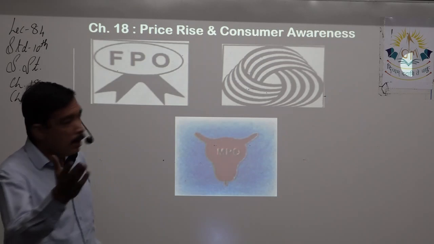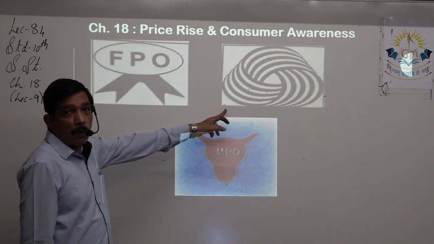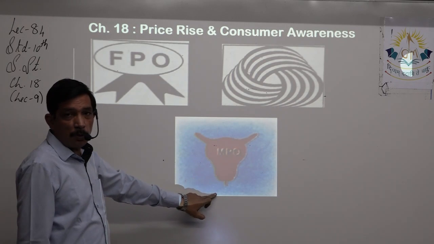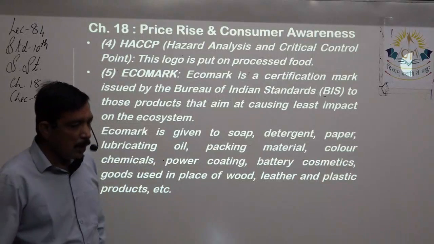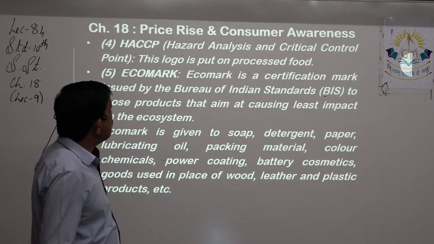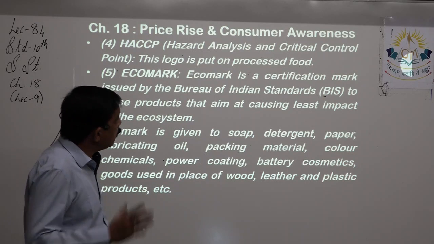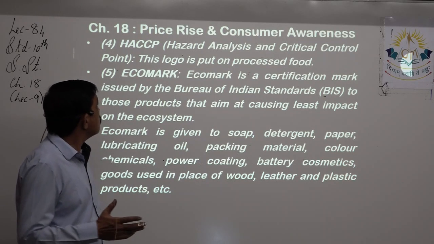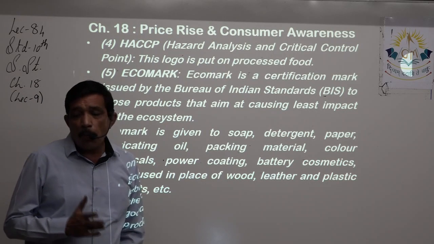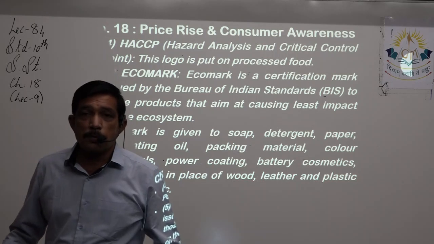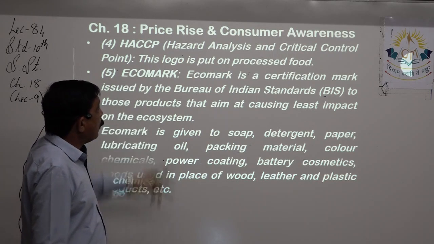So these are the different logos that are used. FPO for food products, for woolen products, and MPO for meat and mutton products. HACCP, that is hazard analysis and critical control point. This logo is to be put on processed food. Yes, processed food. HACCP.